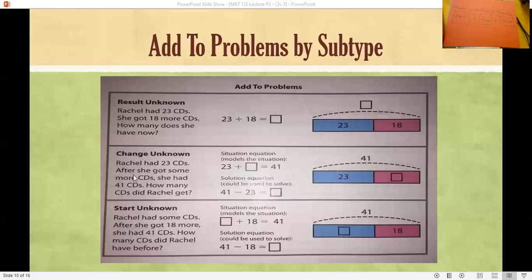Now let's look at the change unknown. Rachel had 23 CDs. After she got some more, she had 41 CDs. So now how many CDs did Rachel get? Well, you could say it's 23 plus blank equals 41. However, also, some students will look at this and think, oh no, it's 41 minus 23 equals blank. And as you could see, both of them are the same structure. And that's what we mean, my friends, by thinking about addition and subtraction being the same, especially to the first and second grade child, that they are one and the same, because they see it in a different way than we do.